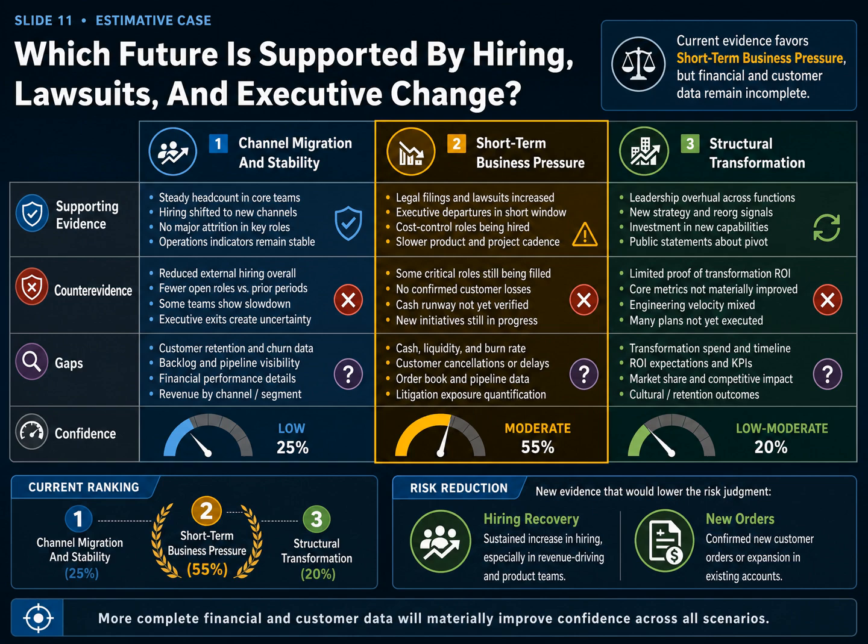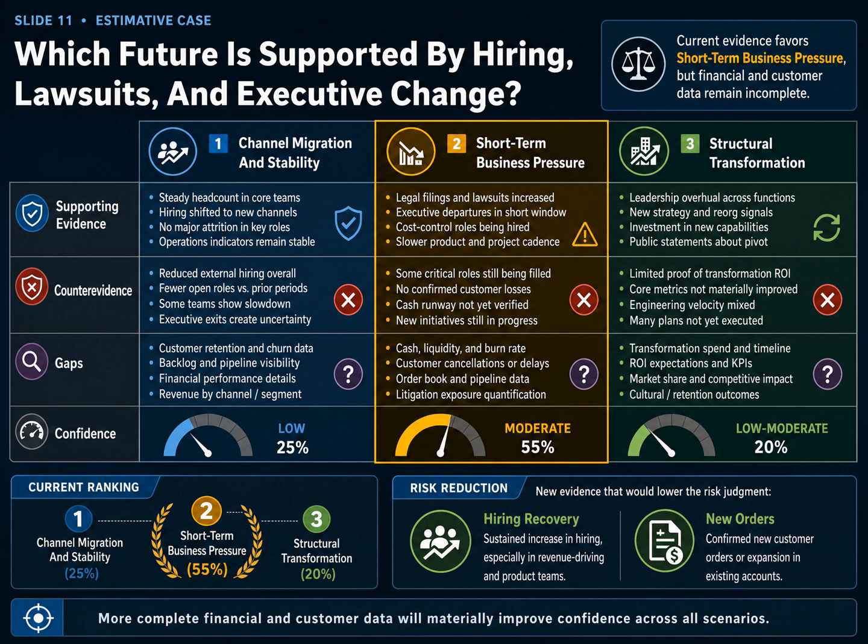The first is hiring channel migration while operations remain stable. The second is short-term business pressure that increases delivery risk over the next 6 months. The third is an intentional change in business direction and organizational structure. Hiring contraction, lawsuits, and an executive change currently give more support to the second scenario. The evidence is still incomplete because financial and customer-side data are missing.